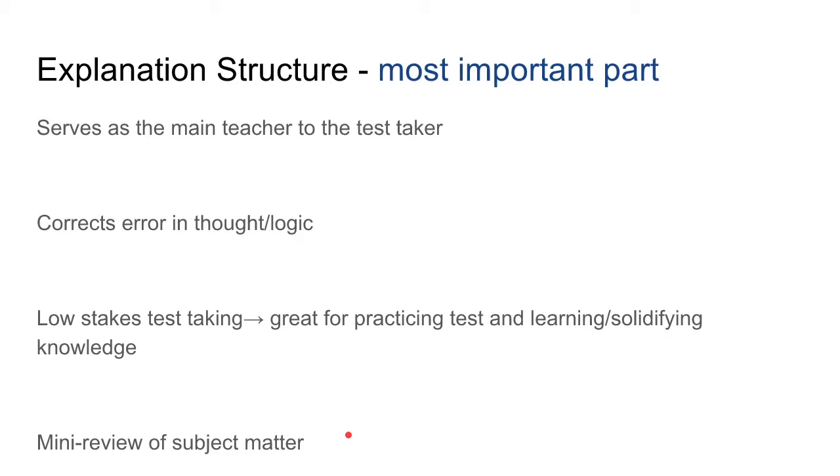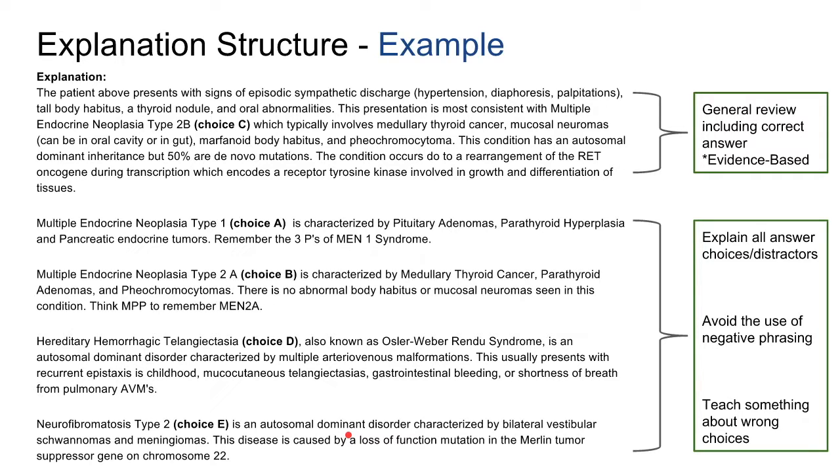I'll give you an example of what a good explanation would be. So here's a good explanation. So this is the same question explanation. It talks about the patient presenting with sympathetic discharge, tall body habitus, thyroid nodule, and oral abnormalities. This is most likely consistent with MEN syndrome, which typically involves medullary thyroid cancer, mucosal neuromas, which can be in the oral cavity or gut, marfanoid habitus, and pheochromocytoma. Then it goes to further detail about autosomal dominant inheritance, but 50% are de novo.